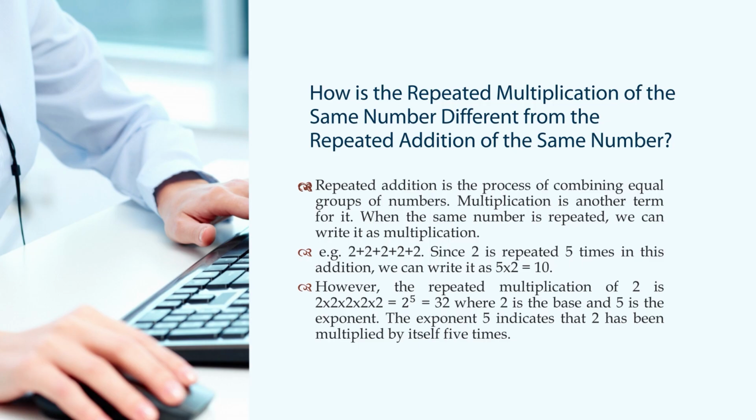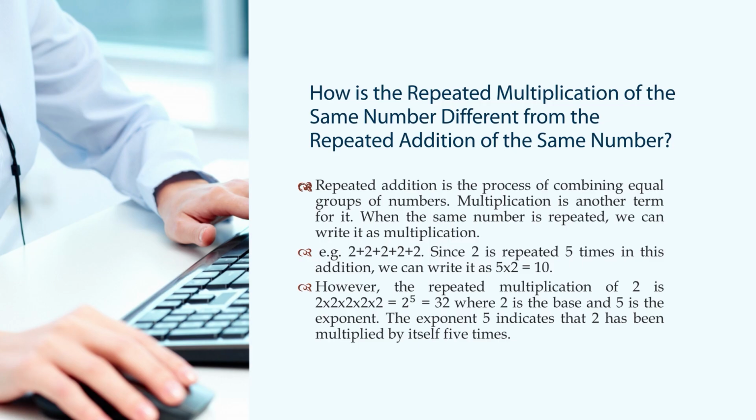When the same number is repeated, we can write it as multiplication. Like 2 plus 2 plus 2, up to 5 times, we can write as 5 into 2, that is 10. However, the repeated multiplication of 2 is 2 into 2 into 2, that is 2 to the power 5, and that value will be 32. Here 2 is the base and 5 is the exponent. The exponent 5 indicates that 2 has been multiplied by itself 5 times.